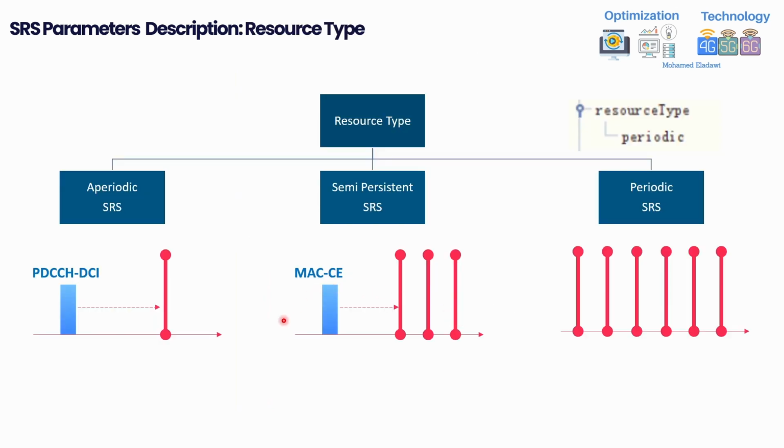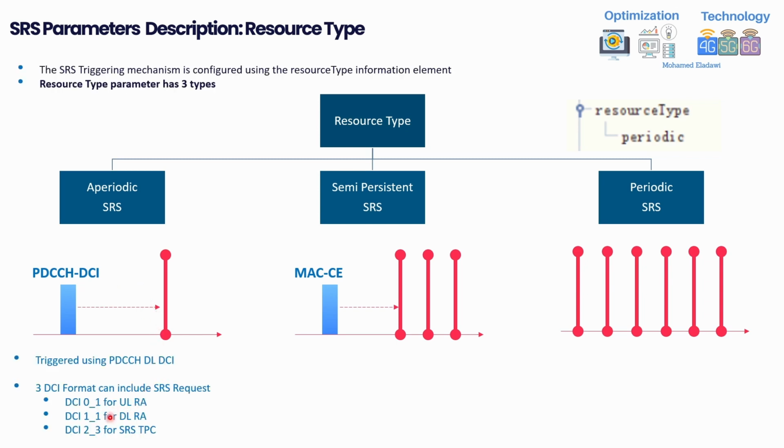Okay, this is the first part about the resource type. We mentioned that we have 3 types: aperiodic SRS, semi-persistent SRS, and periodic SRS. The first two should be triggered through the gNB. The gNB should send some indication or instructions to the UE to start reporting the SRS. For example, the aperiodic SRS needs the PDCCH to send downlink control information to the UE to ask it to report the SRS, and it can be used for different purposes, like uplink resource allocation, or downlink resource allocation, or also power control. You need to, for example, increase the power for SRS.